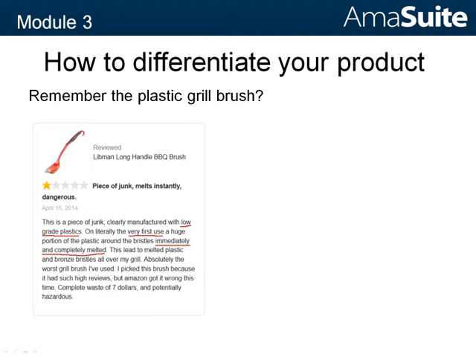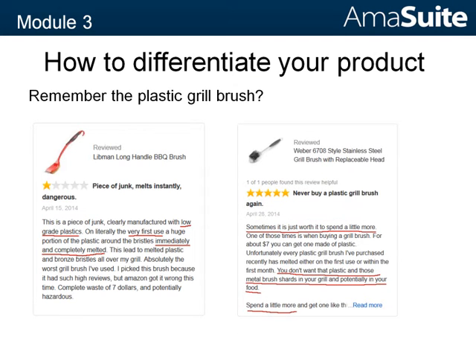So you can see this person saying low-grade plastics. On literally the very first use, a huge portion of the plastic around the bristles immediately and completely melted. So these are obviously very negative things that you don't want to have happen with your product, because you don't want to have 1-star reviews. Now, if you look at this other one, this is a customer saying sometimes it's just worth it to spend a little bit more.